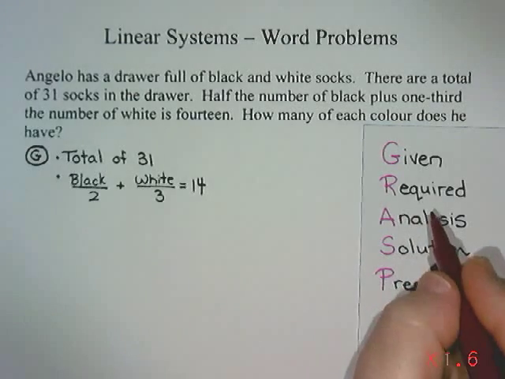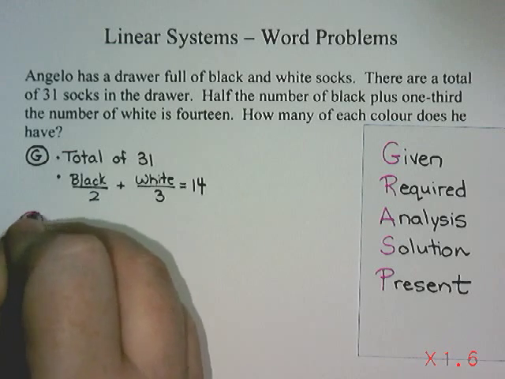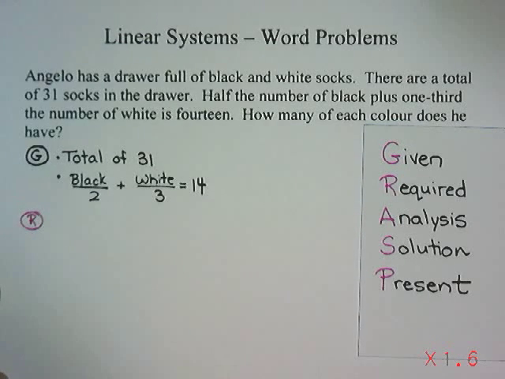So the next step is R for required, and that just means what is the question asking us to find? Usually a good place to look is the last sentence. It says, how many of each color does he have? So the question is asking, how many black socks, how many white socks?